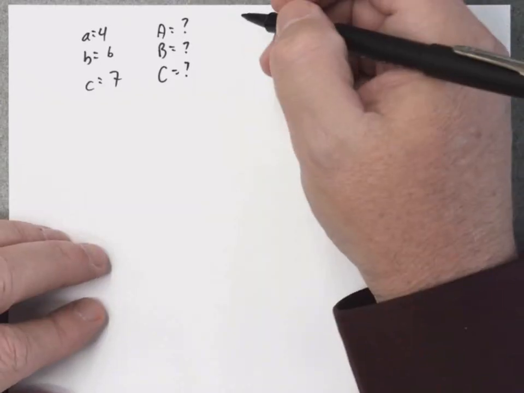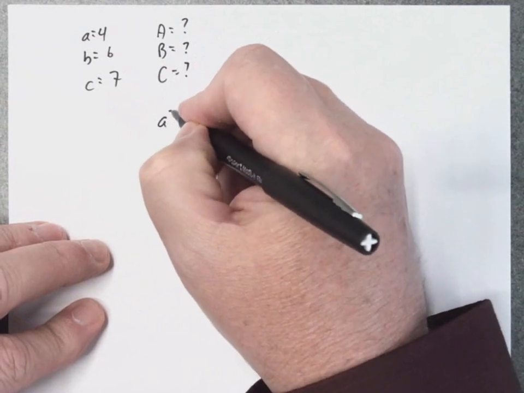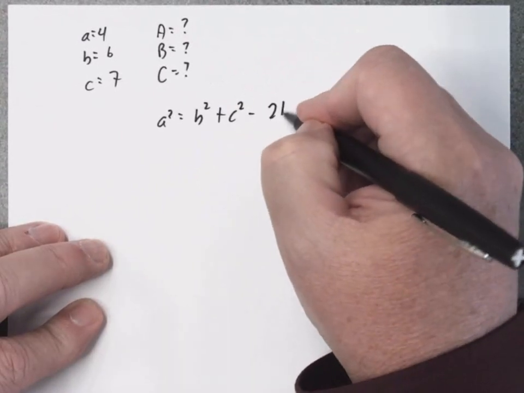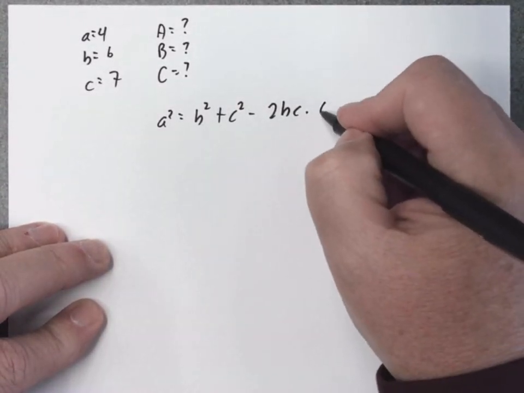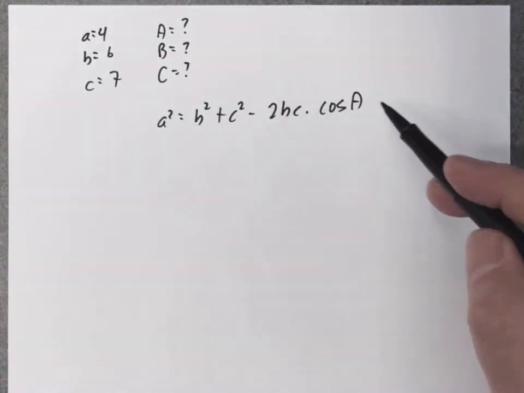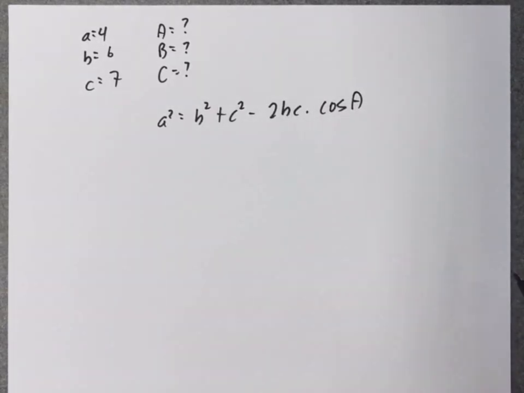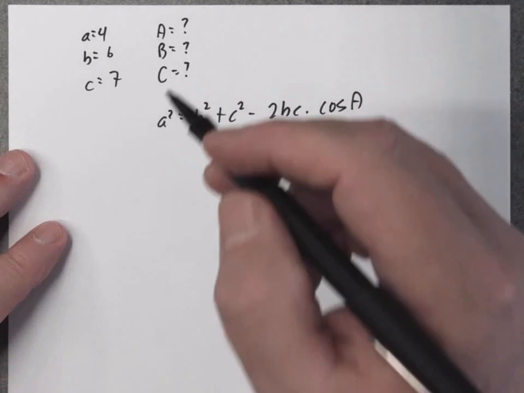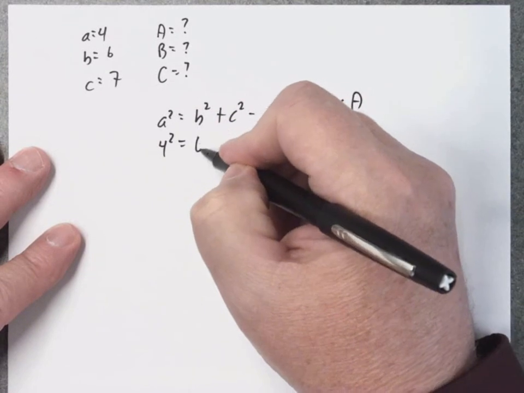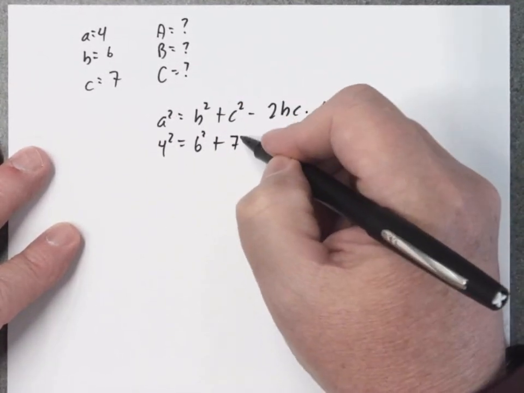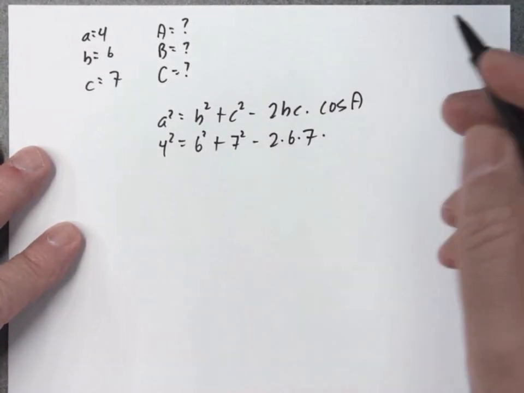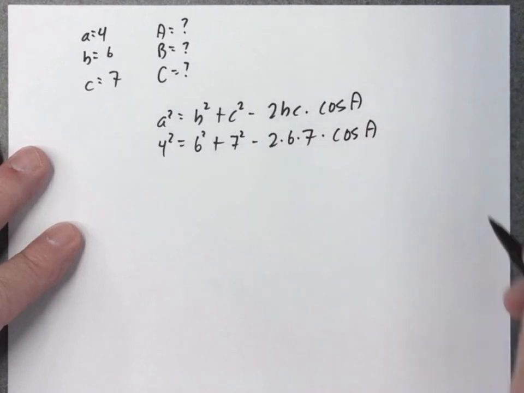So let's use this first law of cosines, which is a squared equals b squared plus c squared minus 2bc times cosine of A. I know everything in here except the angle A, so I can plug in all the numbers and then do the math to determine angle A. So A is 4, so 4 squared, B is 6, 6 squared, C is 7, 7 squared minus 2 times B times C times cosine of A.